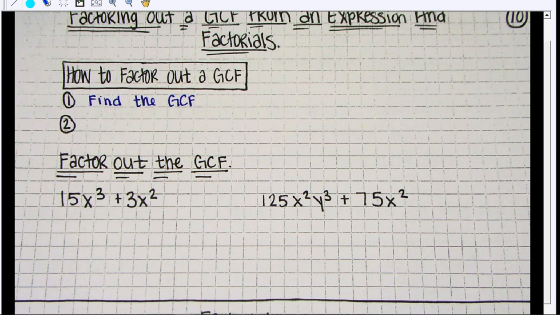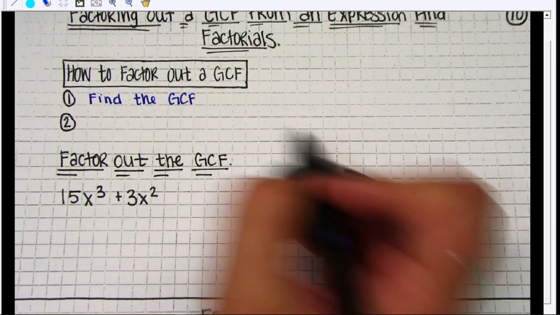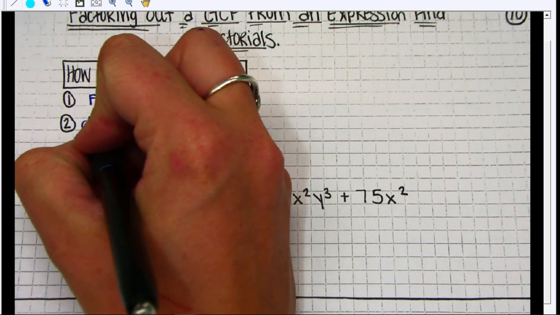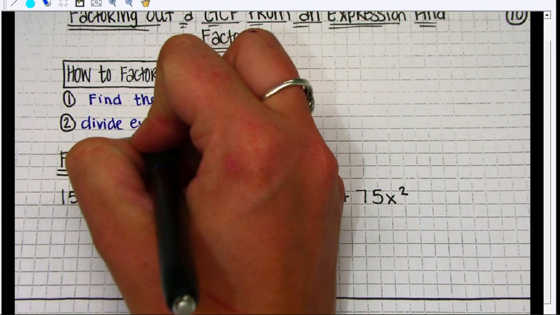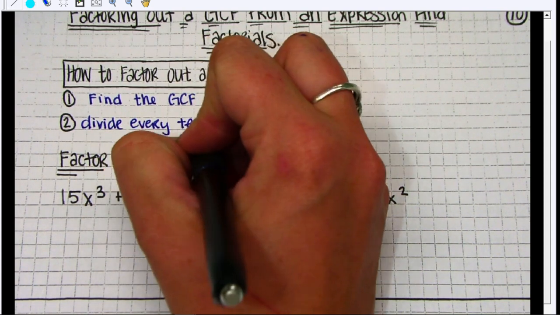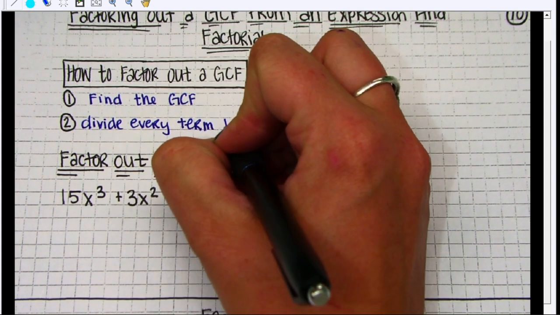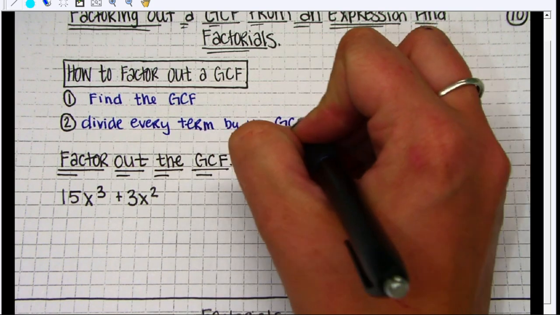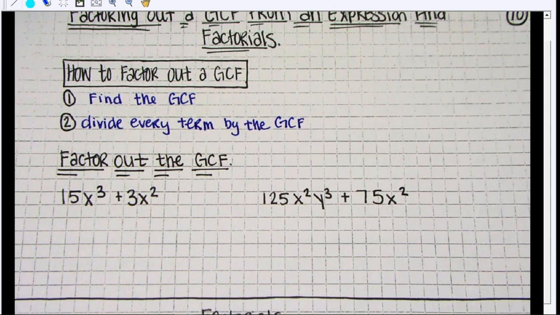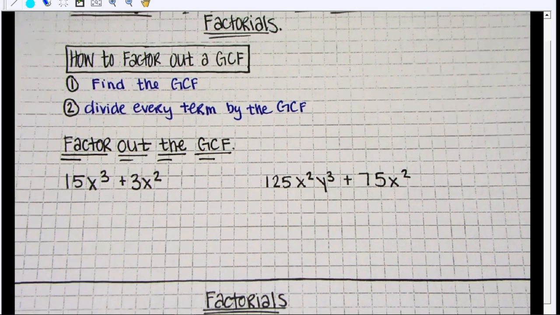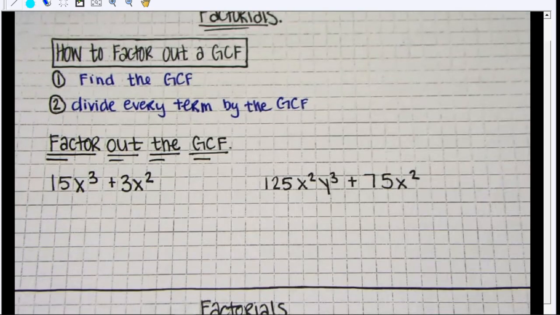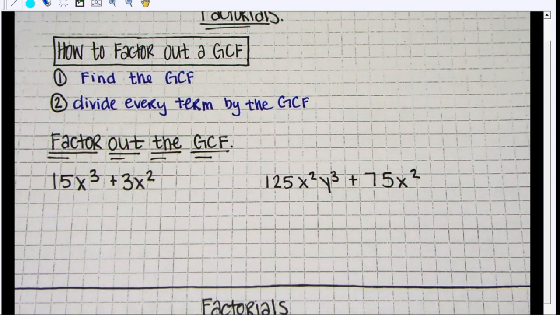So the first thing is to find your GCF, and then after you find your GCF, you divide every term by the GCF. So this is where multiplication skills are going to come in very, very handy. We have to be able to look at a set of numbers with exponents and decide, okay, this is the greatest common factor that divides evenly into these numbers. So let's look at our first example.